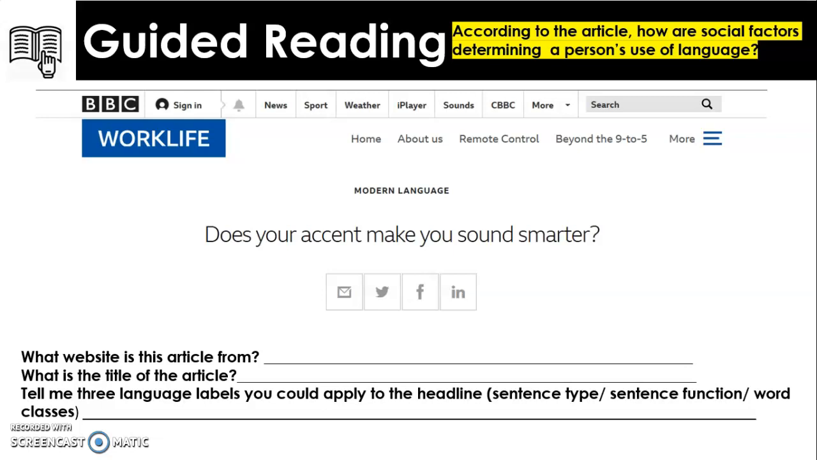So I've got some cool questions. I'm just going to read them through to you, and then you're going to press pause and come up with your answers. So what website is this article from? What is the title of the article? And can you tell me 3 language labels you could apply to the headline? Either sentence type, sentence function, or word classes. So press pause and do that now.